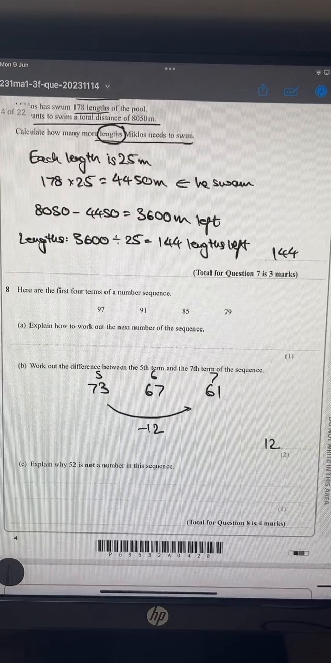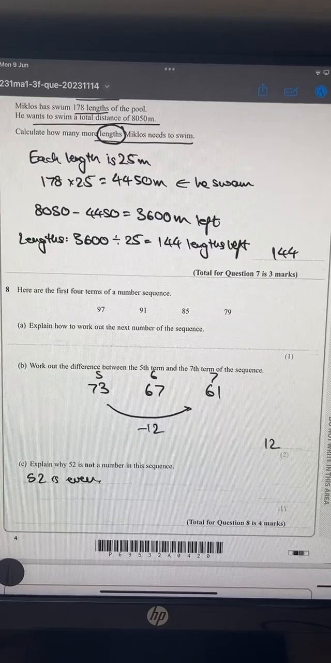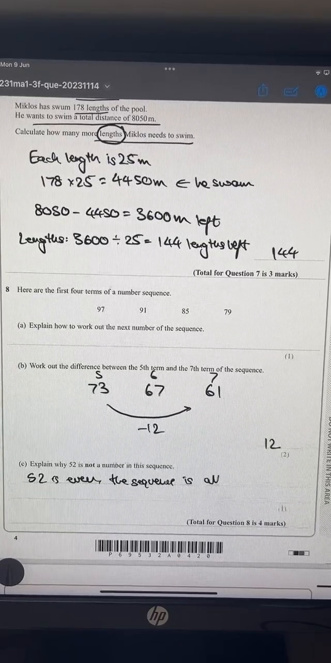Explain why 52 is not a number in this sequence. Well, look at the sequence. Now we got to think, why is 52 sticking out of this sequence? 52, for starters, is an even number. But if I look at all of these numbers, they're all odd, right? So I just say 52 is even. The sequence is all odd. If I didn't notice that, I could also just find the next few numbers, right?